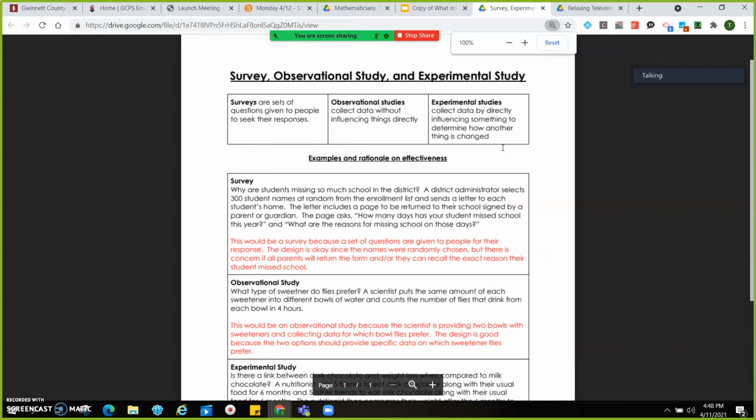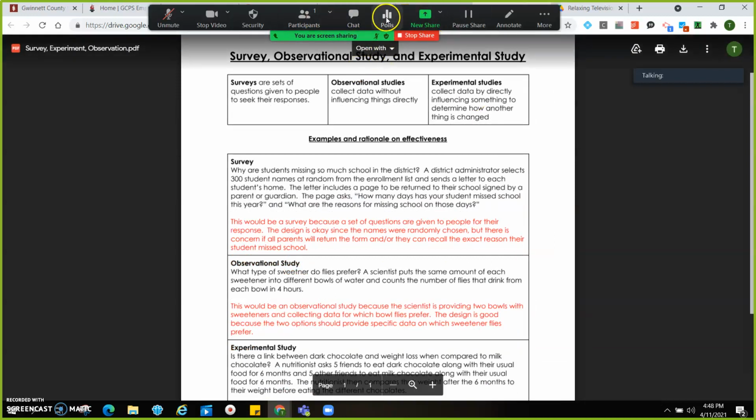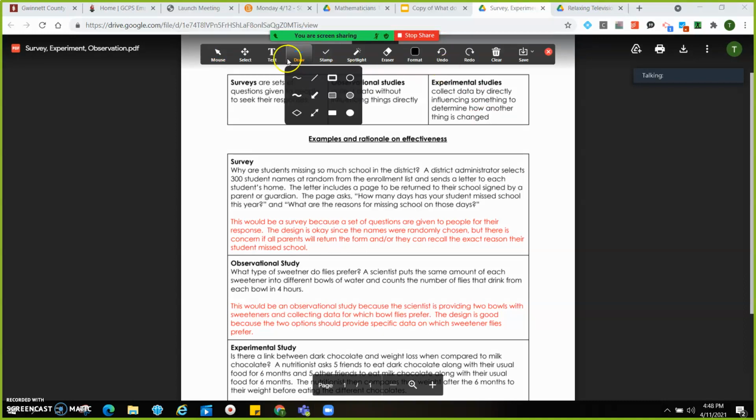Okay, so this first one is a survey. It says, why are students missing so much school in the districts? I'm going to get my little highlighter out really quick. A district administrator selects 300 students' names at random from the enrollment list and sends a letter to each student's home. The letter includes a page to be returned, something they have to turn in to their school, signed by a parent or guardian. The page asks, how many days has your student missed school this year? And what are the reasons? So they're just asking 2 questions.